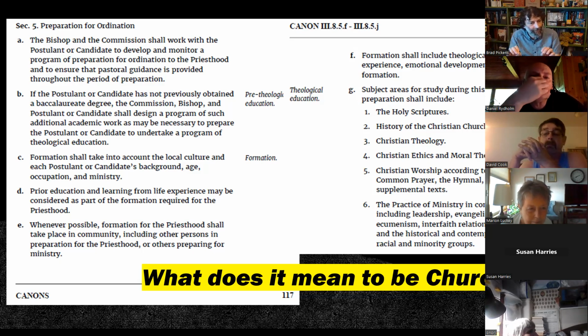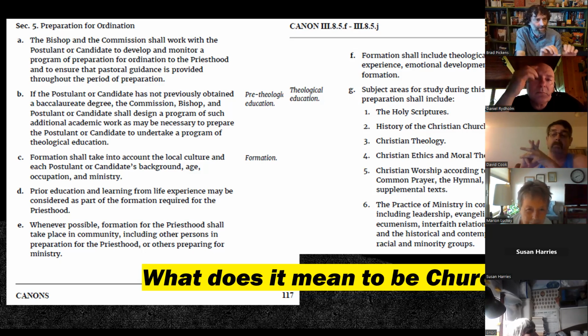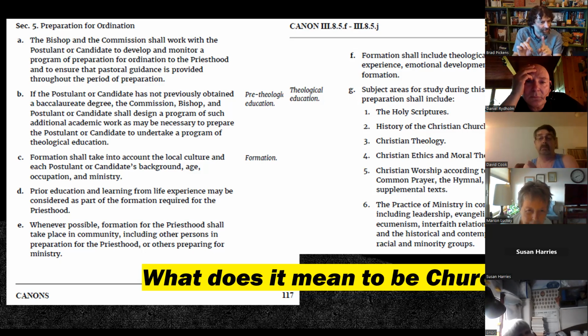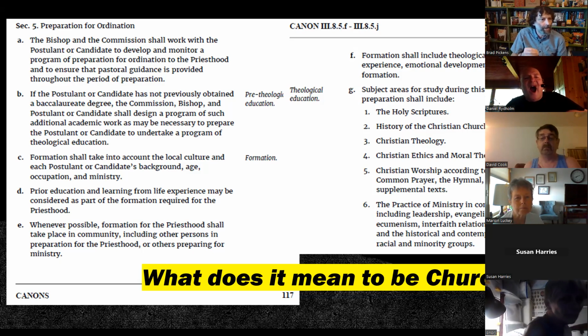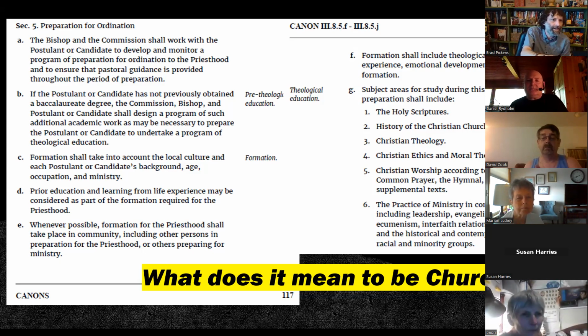The program of study is not legislated. The idea of study is legislated. Does that distinction make sense? The formation takes into account the local culture, prior education, and learning from life experience. And then we get into what they need to be studying.